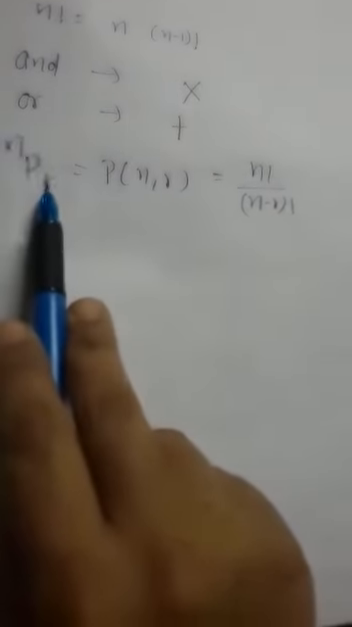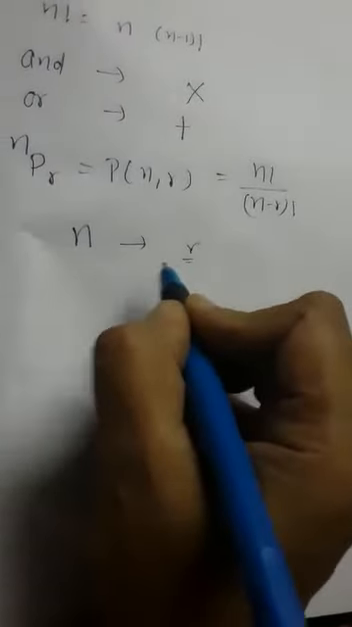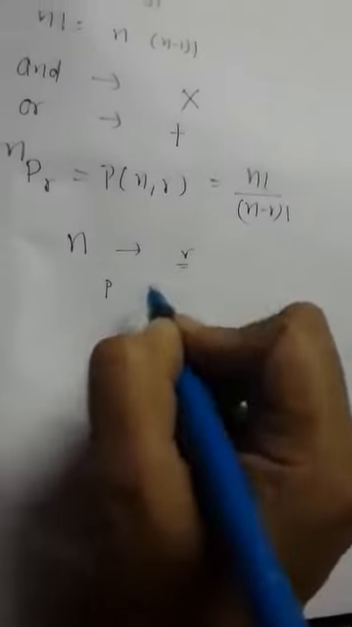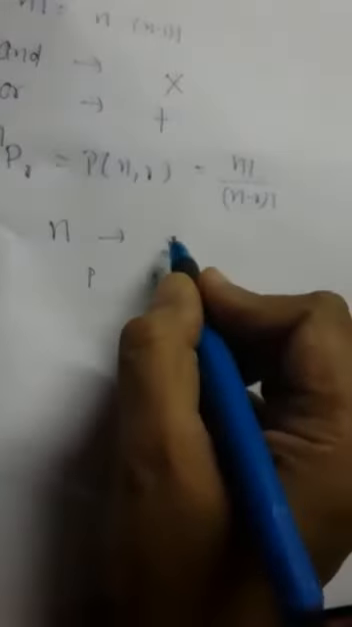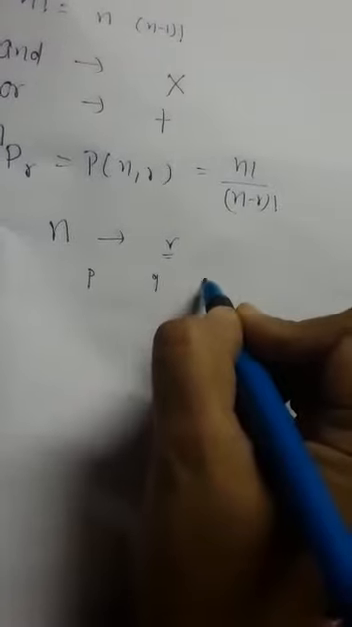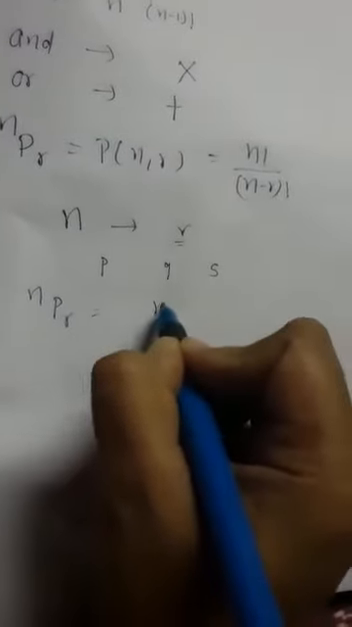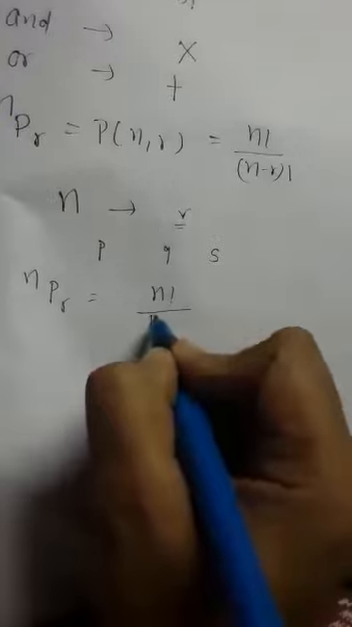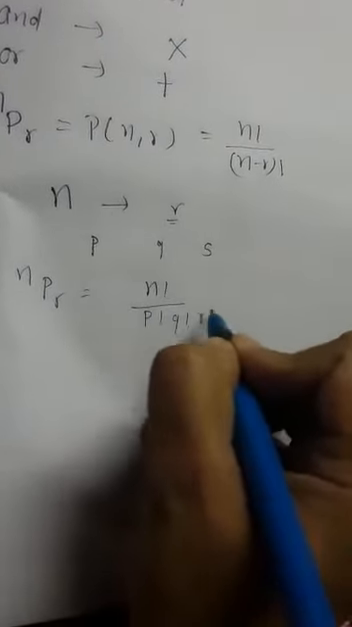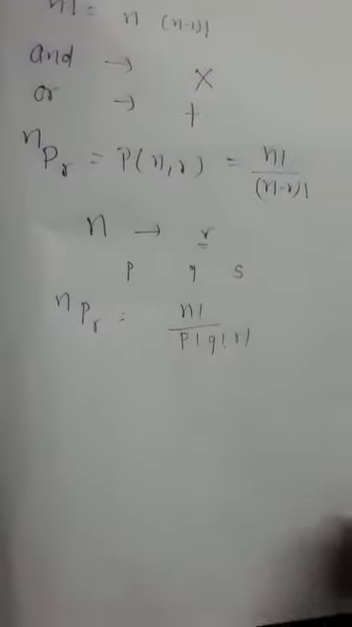Now here, if we find that among the r objects which we have taken, there are a few objects which are repeating themselves, like suppose out of n objects we have to select r objects, but among the r objects a few are coming p times, a few are coming q times, and a few are repeating themselves suppose s times. That time, to find out nPr, it should be equal to factorial n upon factorial p into factorial q into factorial s.